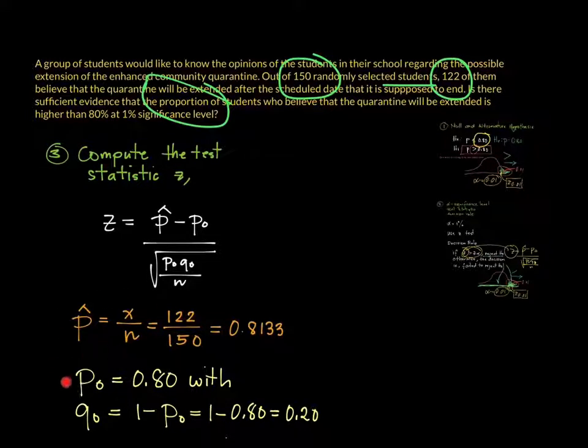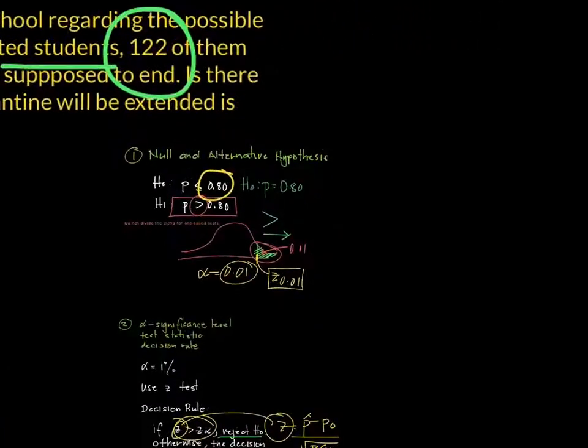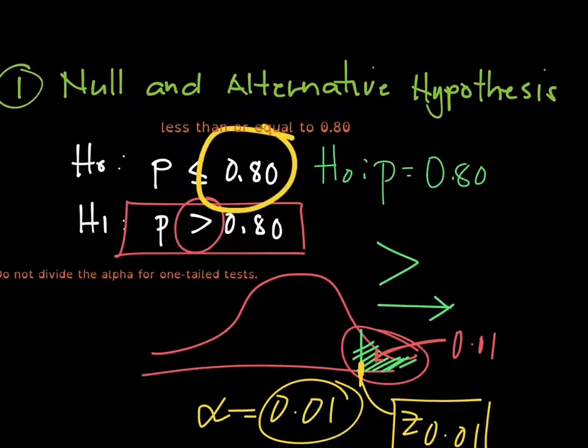Now the p sub 0 is the hypothesized proportion. Based on our null hypothesis, the proportion 0.80 is our p sub 0.